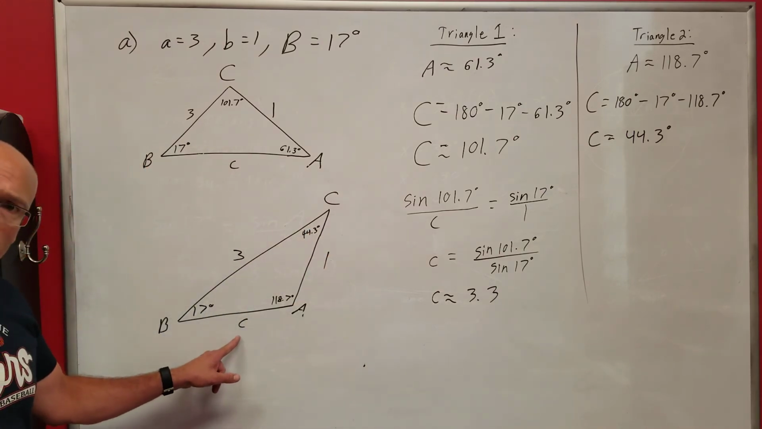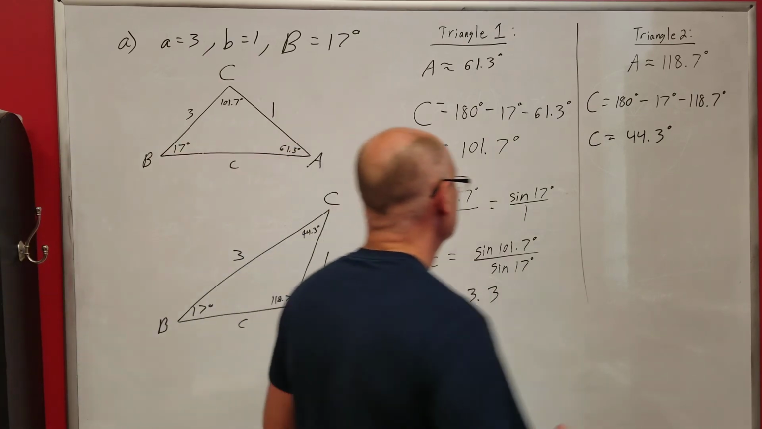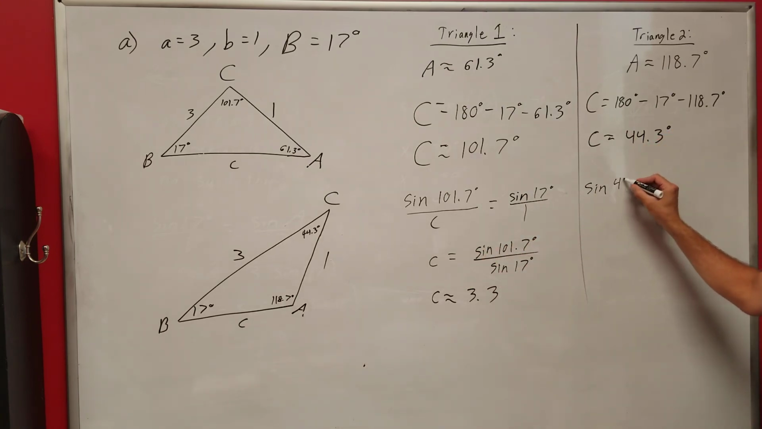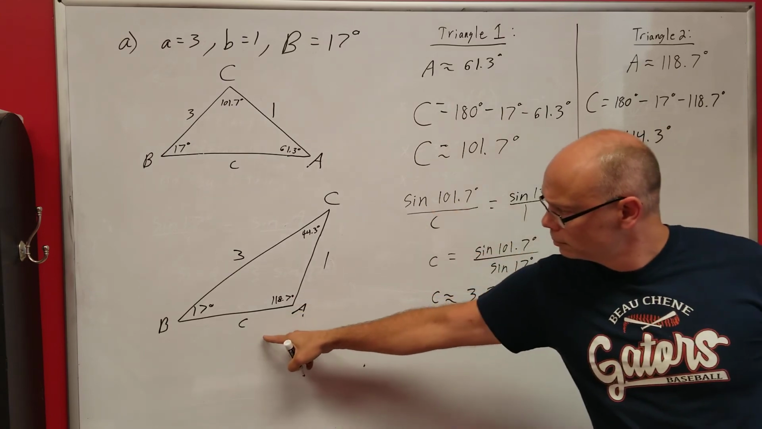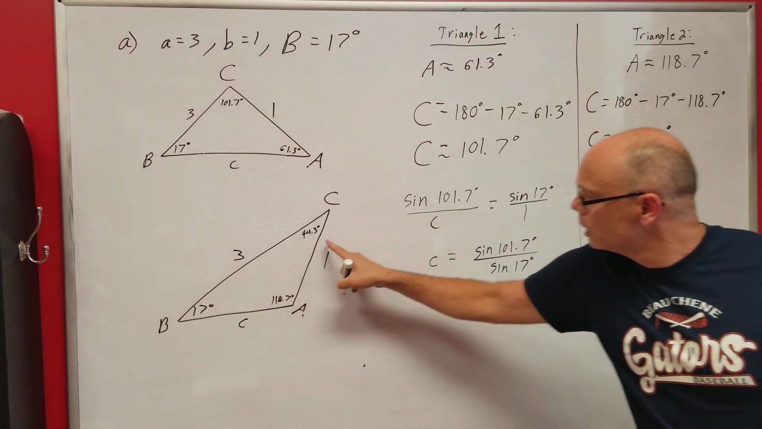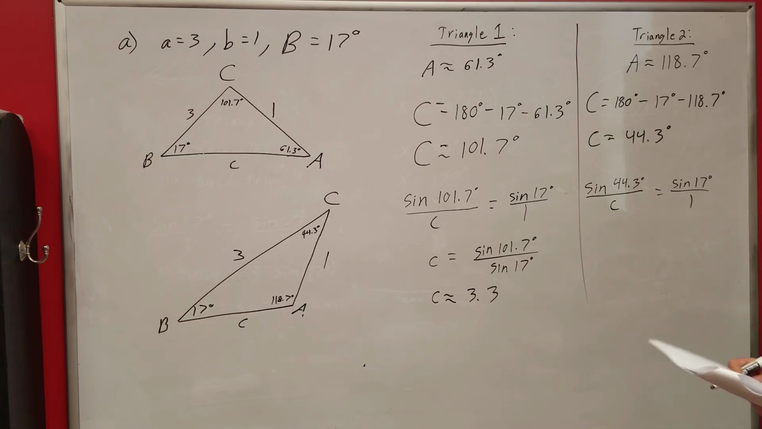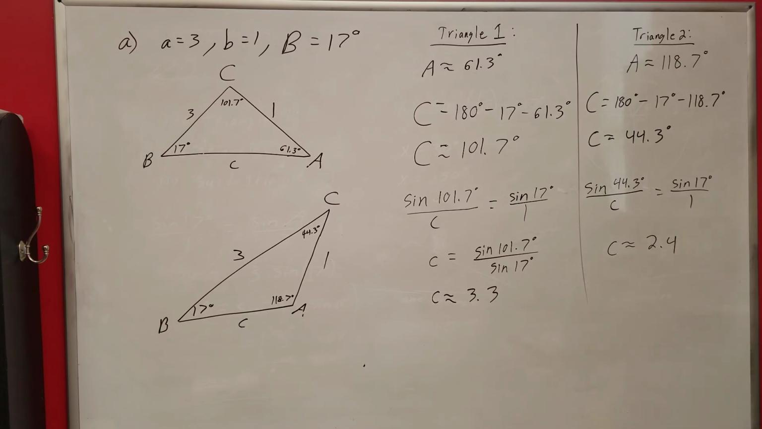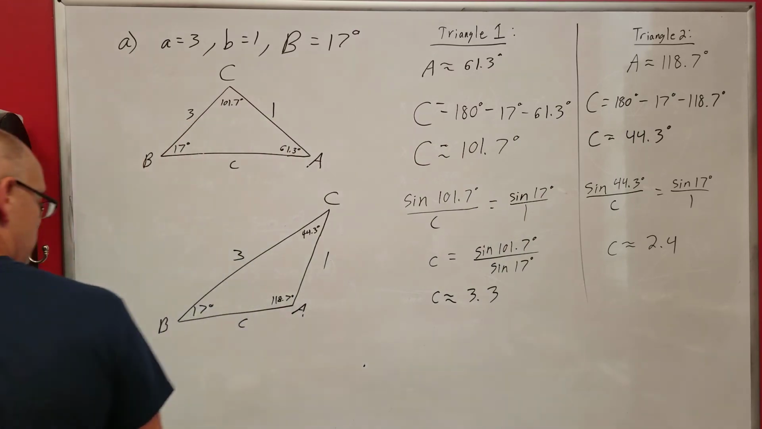Then we need to find side C. So we could use our law of sines. I'm going to say the sine of 44.3 degrees over C is equal to the sine of 17 degrees over 1. All right, so if you do all this math and you solve, you get C is approximately 2.4 right here, okay? So we have two possible triangles that could exist.